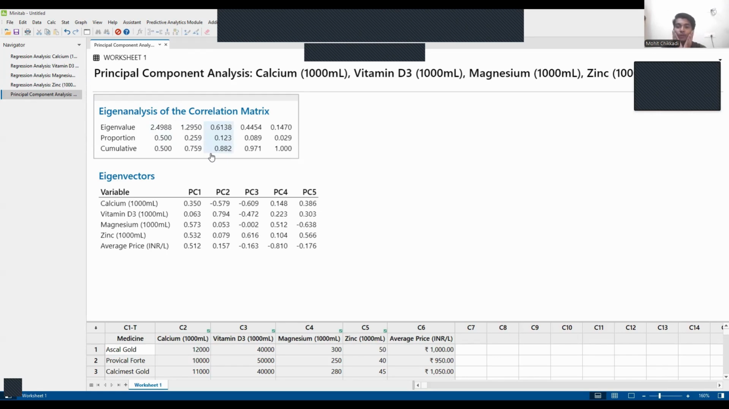Imagine you are describing a person. Instead of listing every single detail like height, weight, hair color, eye color, etc., you could just summarize them with a few key characteristics: overall build, dominant features. So PCA is doing something similar to that with the data.